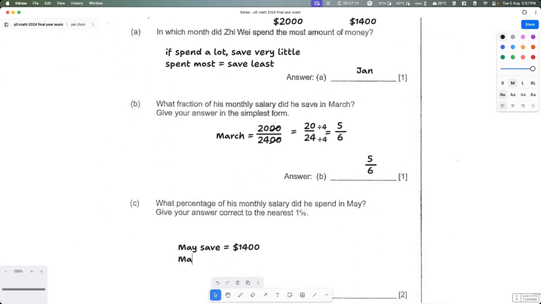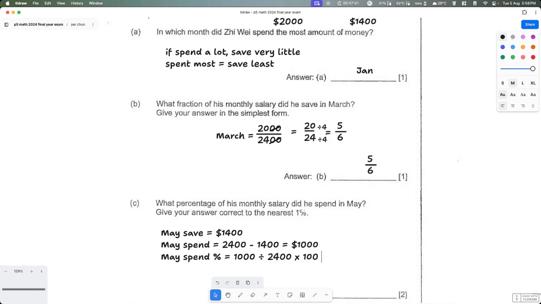1,400. So he spends 2,400 minus 1,400, which is equal to $1,000. So how much is the percent, right? He spent percent, which is equal to 1000, and then we divide it by 2400, and then multiply by 100%.